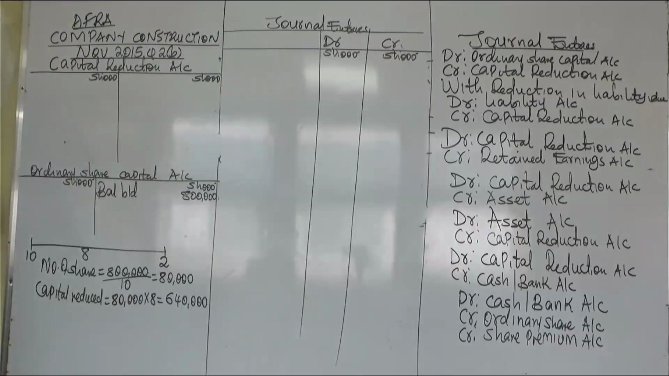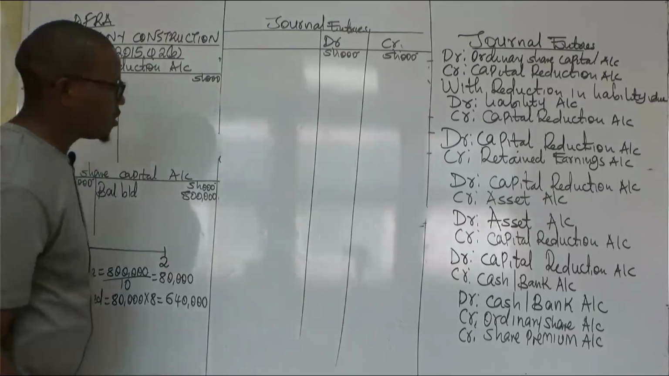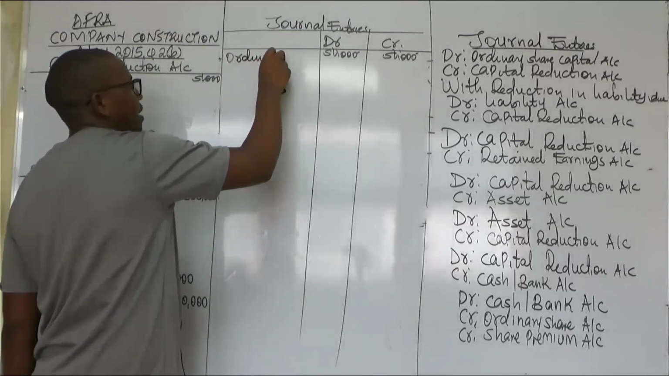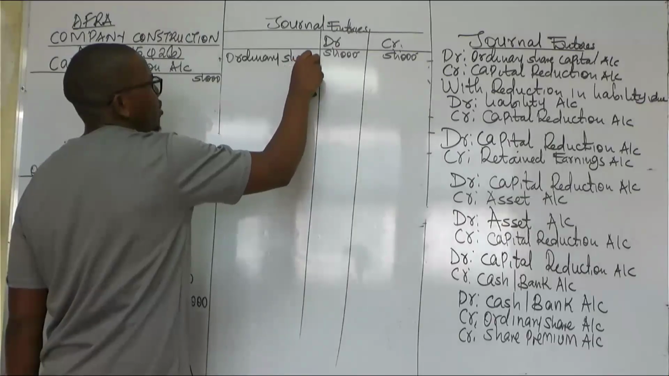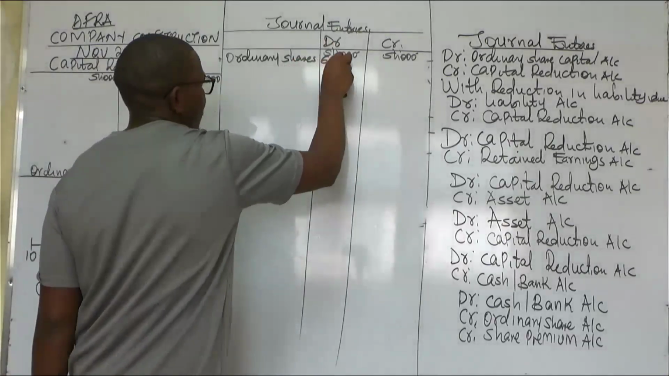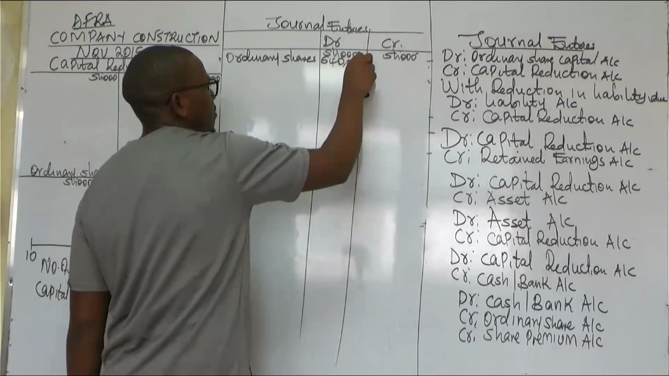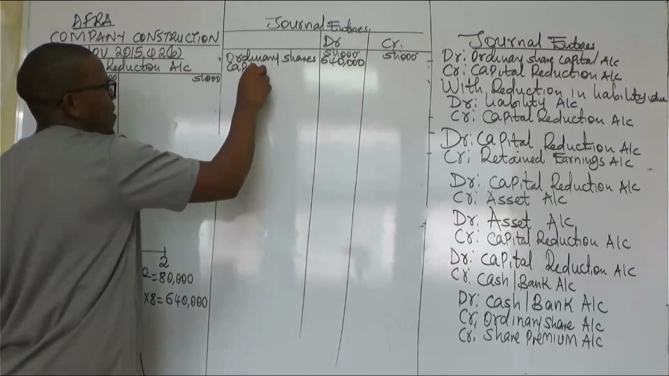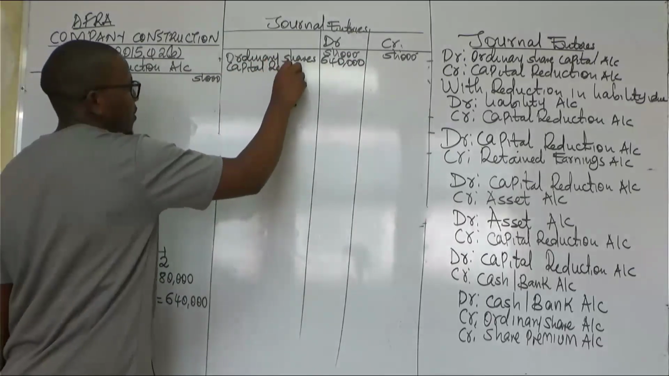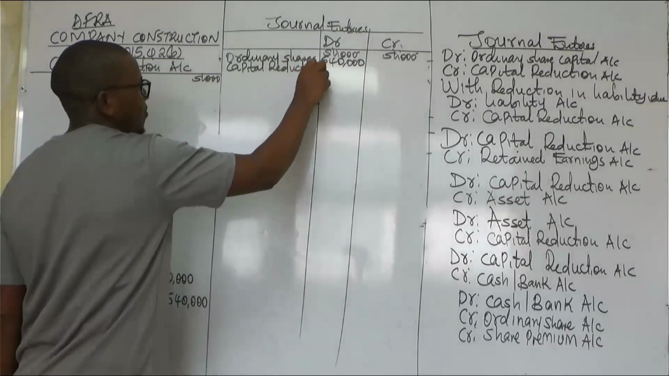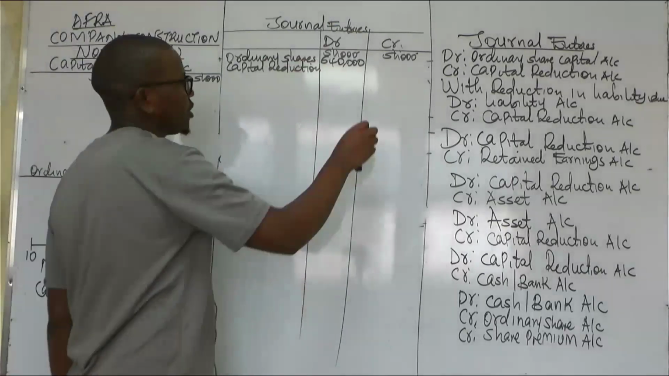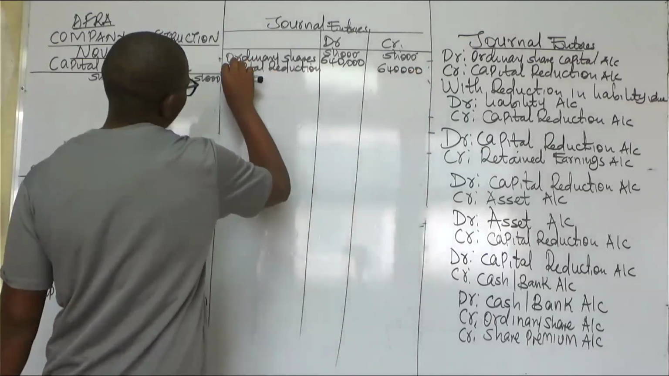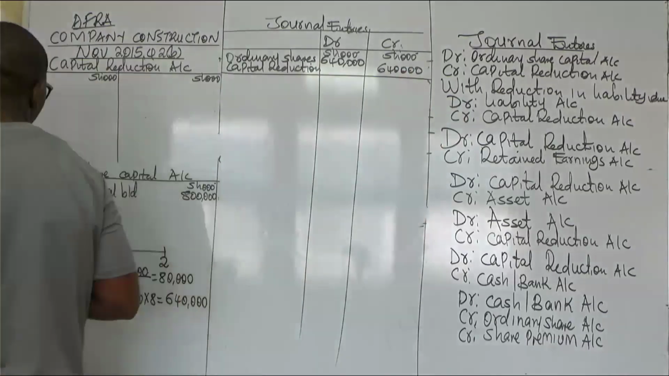Now, with the capital reduced, what do we do? We debit the ordinary share capital. So I'll have the ordinary shares. I'll debit 640. Then I credit the capital reduction. Is that okay? 640. So venye nimesema hivyo ndo nafaa kufanya.